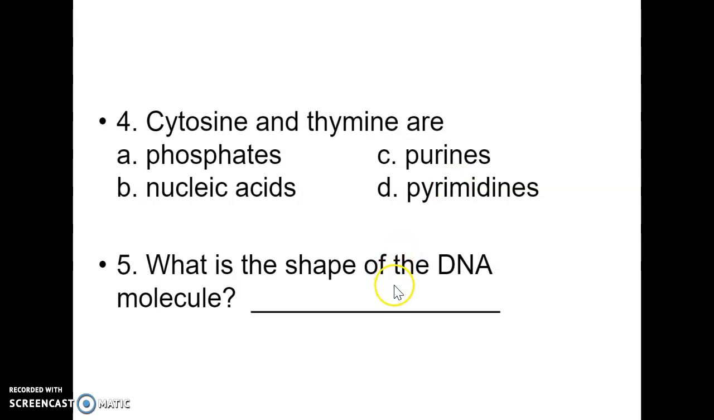So what is the shape of the DNA molecule? That will be the double helix. The shape of the DNA molecule is the double helix. Twisted ladder, properly named double helix.